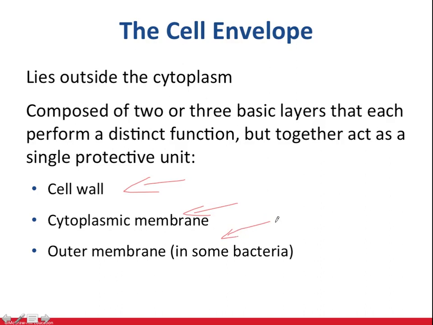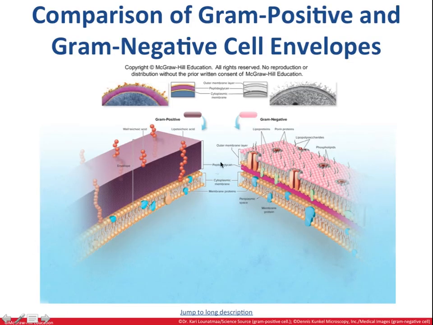So we can use the different compositions to classify bacteria into 2 different categories. As we can see, this type of bacteria has 2 layers.